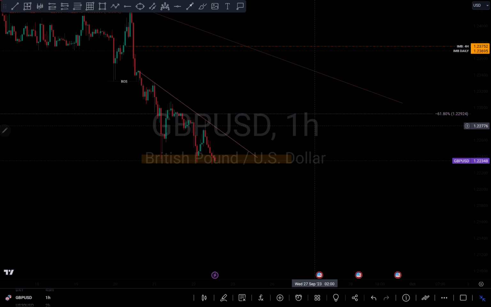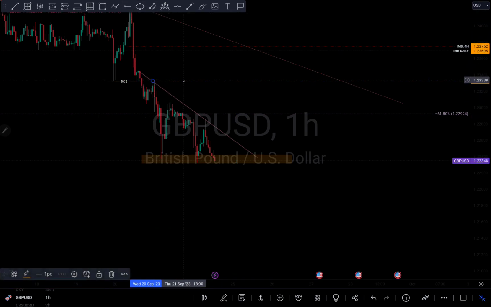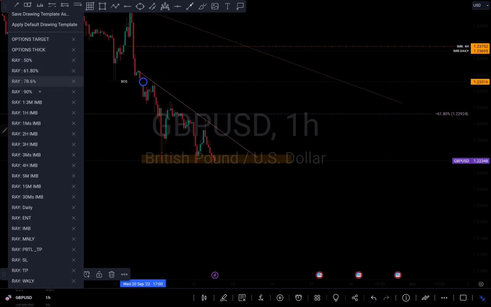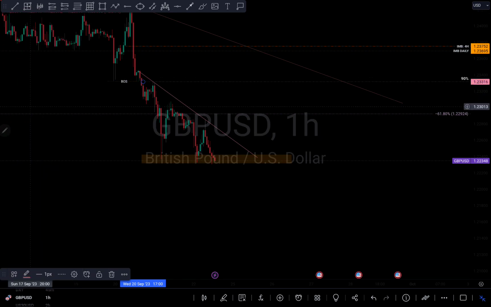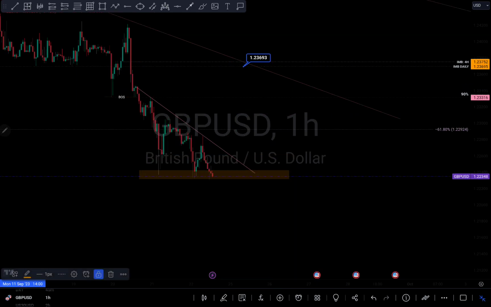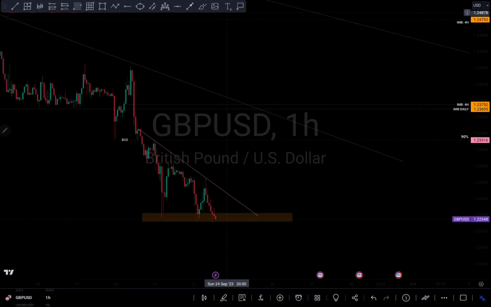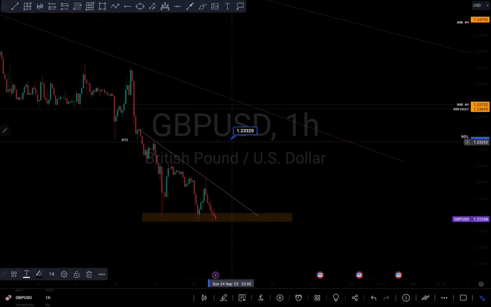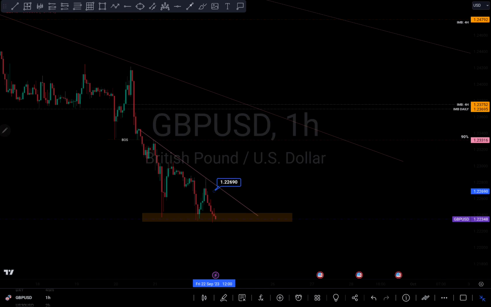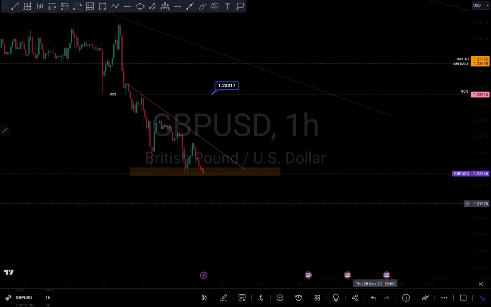But before I make any buy on GU, I want it to at least break this trend line right here. Let's see, 90% right here. I want it to at least break the trend line right here, and if it breaks it, this will be my first target, here. That will be my first target if it breaks the zone right here.